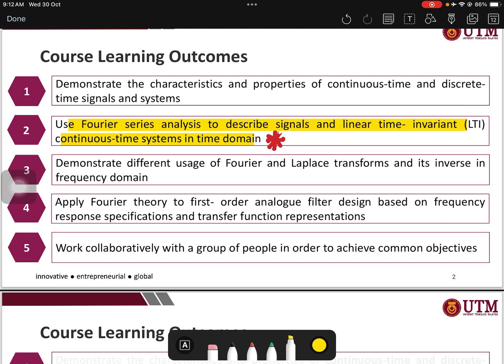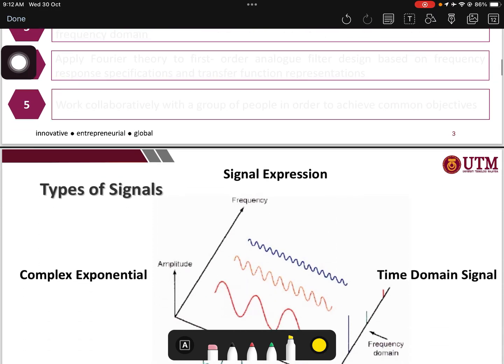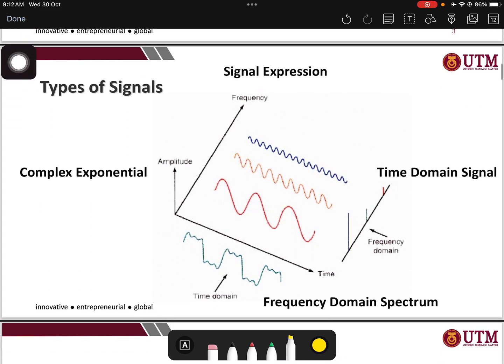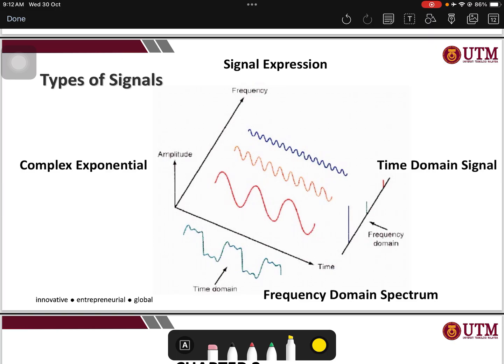So here, it is very important for you to learn and understand how to apply the Fourier series in order to describe the signal linear time invariant and also continuous time system in the time domain. Alright, so when we talk about the type of signal, there are several types of signal that we are going to learn. The first one is we have to know the signal expression. So how are we going to express the signal.